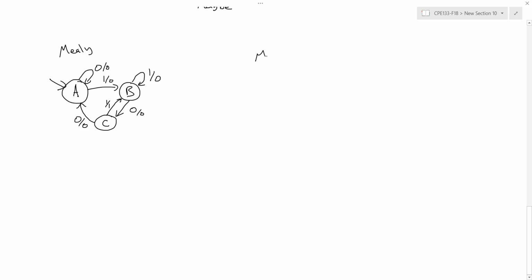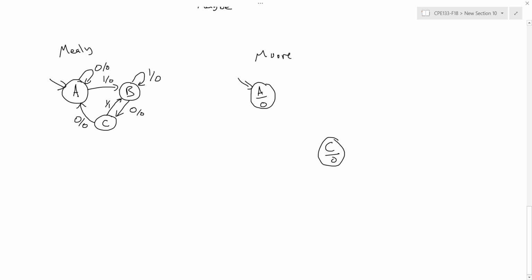So for my Moore FSM, I'm going to have a state A and the output will always be 0 when I'm in state A. This will also be my start state. Same thing for state C. There's only one edge coming in and it's 0. So C will always output a 0.